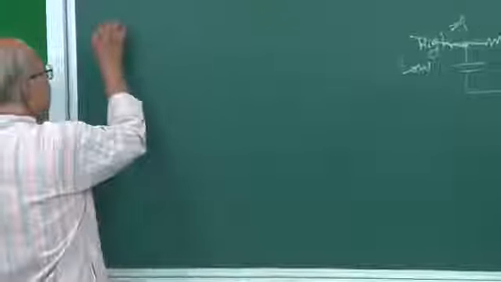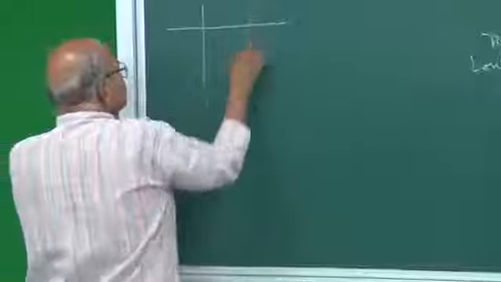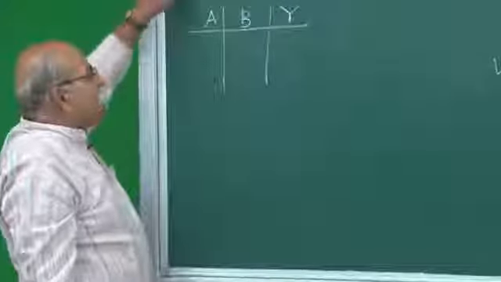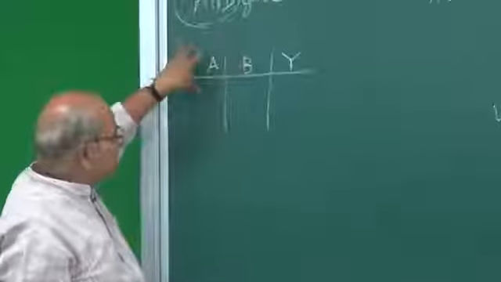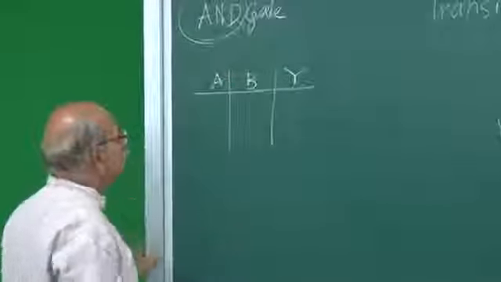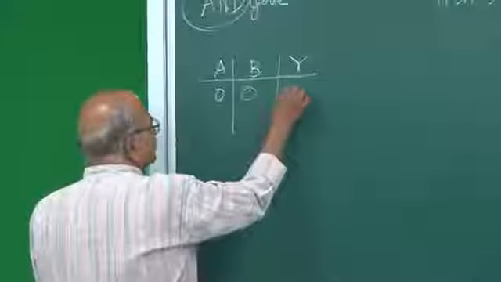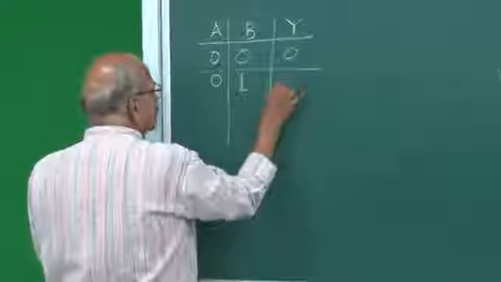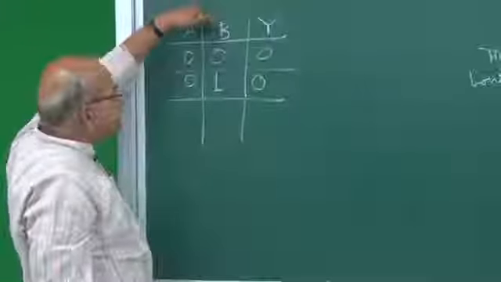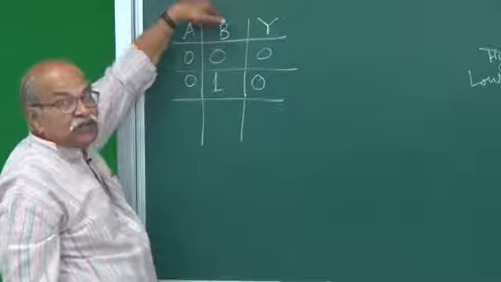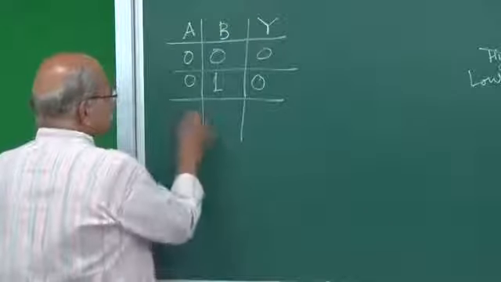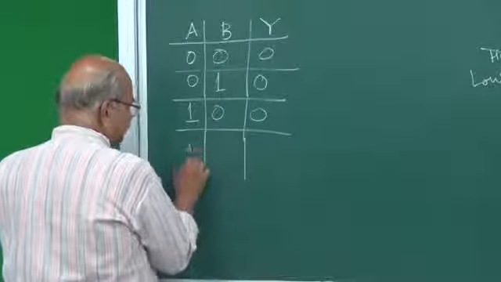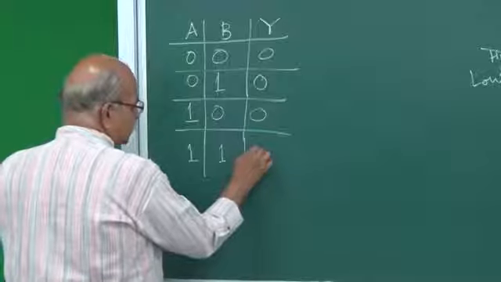So if I draw the truth table, if it is 2 inputs and 1 output, the basic AND gate will have this. You can have more inputs, but the basic AND gate will have 2 inputs and 1 output. So if A is 0, B is 0, Y is also 0, right? And then if A is 0, B is 1, still Y is 0, because A and B both should be high to give you this high value of Y. So 1 and 0 should be 0, and 1 and 1 is equal to 1.